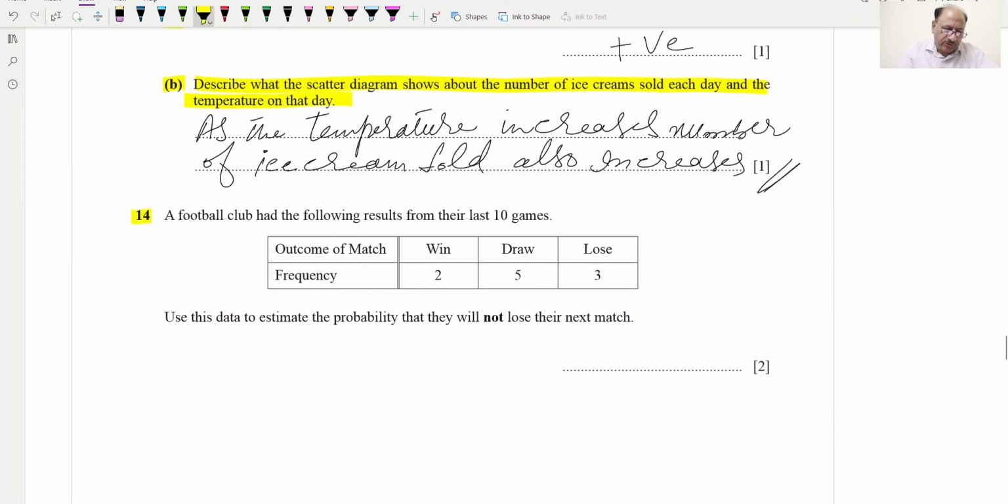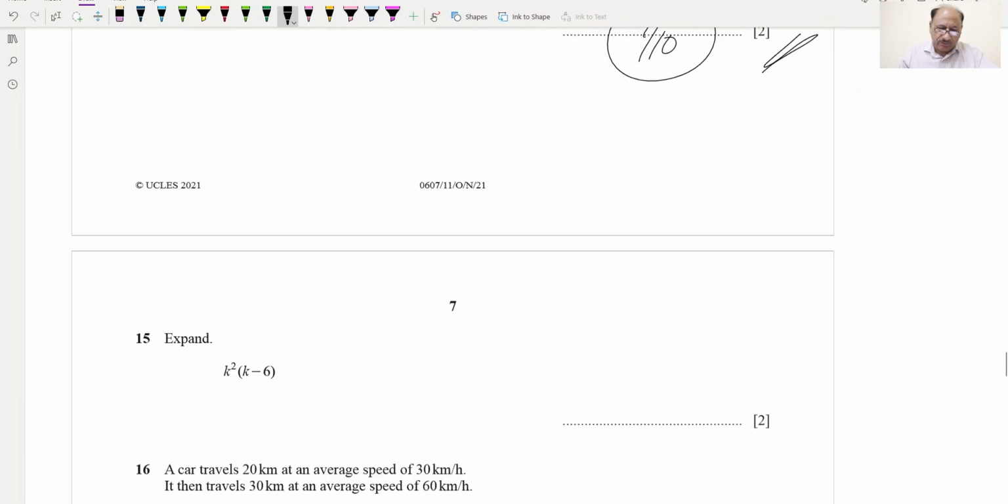Now question number 14. A football club had the following results from their last 10 games. So outcomes of the match and frequency, win, draw and lose, they have provided. Use this data to estimate the probability that they will not lose their next game. Not lose means these two options, which is 2 plus 5, which is 7. So we can write 7 over 10 for this one, which is a 2 mark part, which we have done.